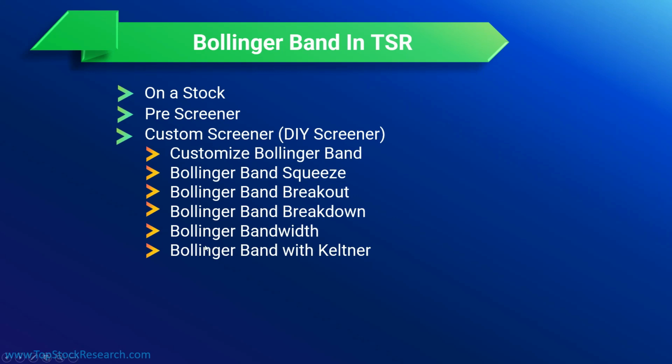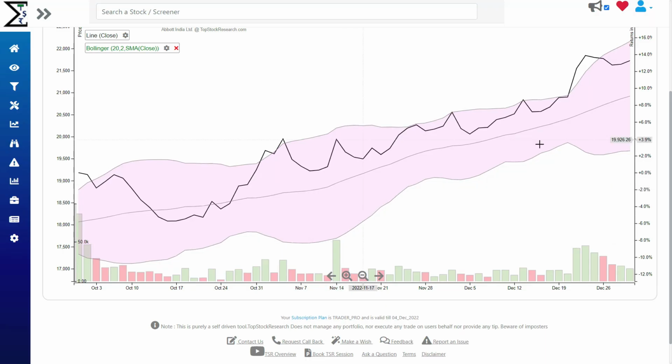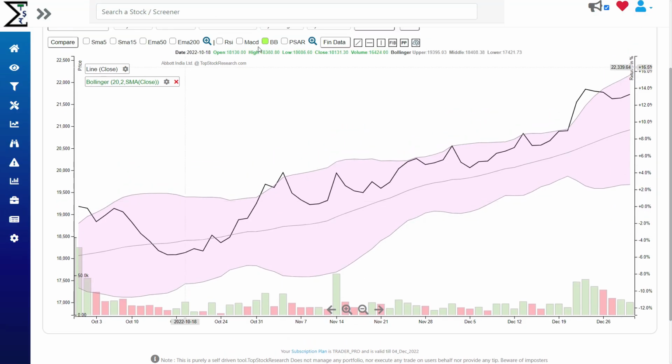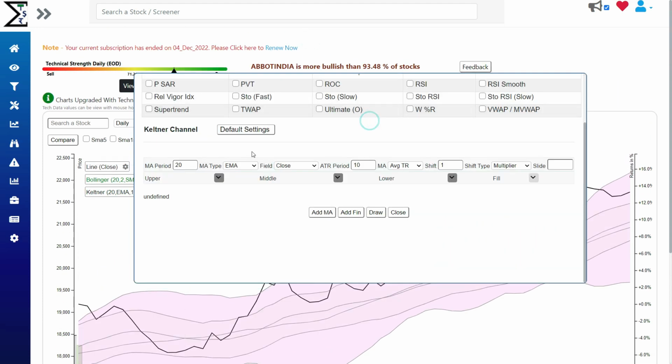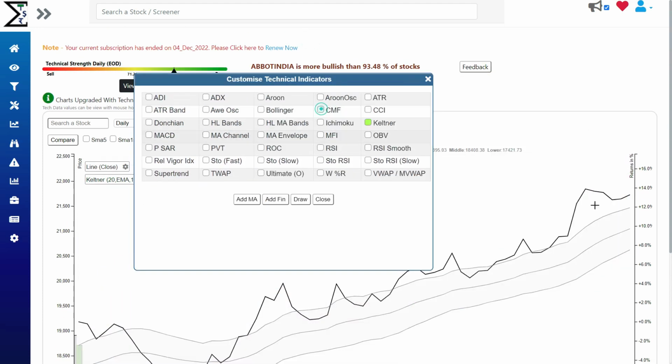And then Bollinger Band along with another band, which is very similar to this, the Keltner band. Let me show you what Keltner band is. Similar to Bollinger Band, this other band is called Keltner band. Keltner band is also a band with three lines: upper, middle, and lower. Typically, what users or analysts use is upper and lower. For Keltner, the middle band is of lesser significance, right?